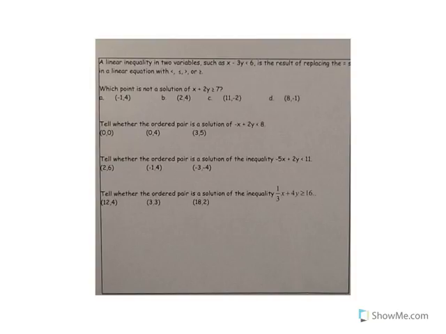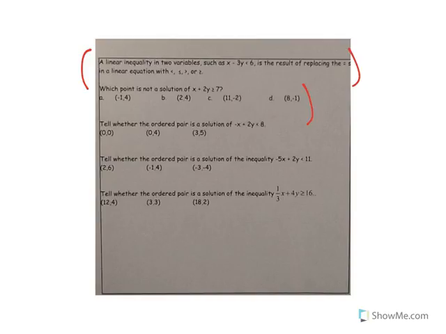A linear inequality in two variables, such as x minus 3y is less than 6, is the result of replacing the inequality symbol with an equal sign. So in this case, what we're actually going to do is replace the inequality symbol with that equal sign, and that's going to graph our line, and then we're going to determine which side the set of solutions are on. So let's look at this now.